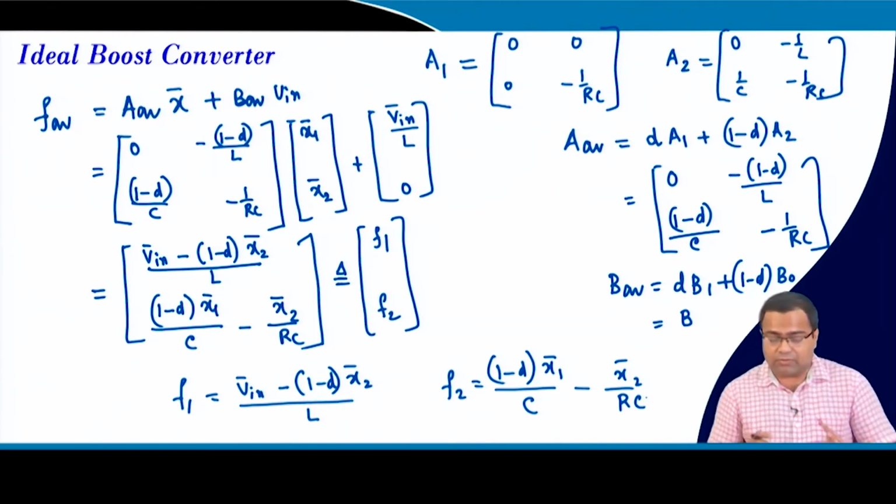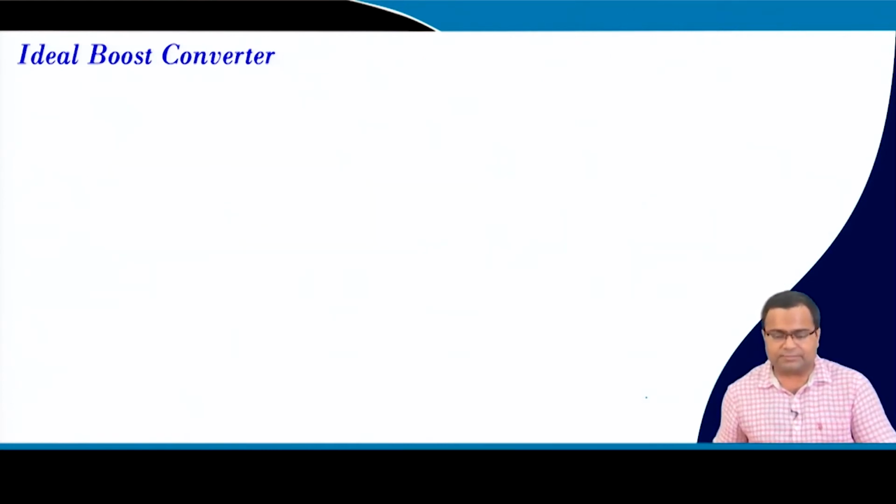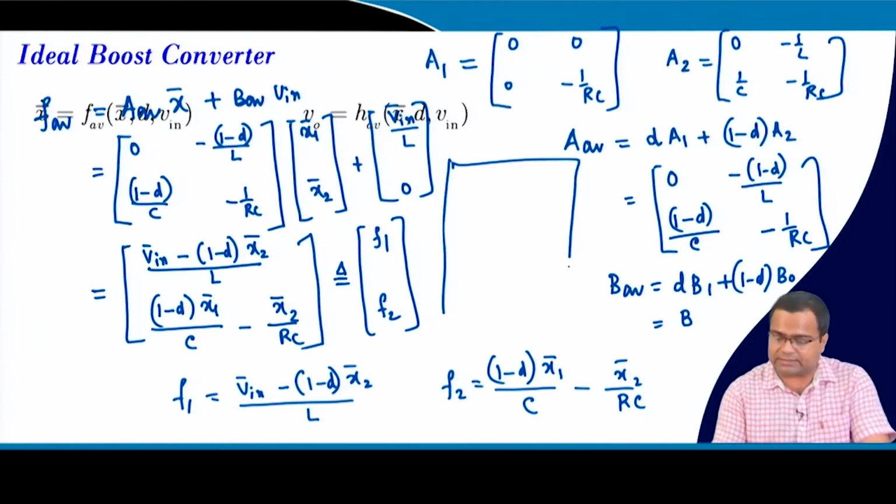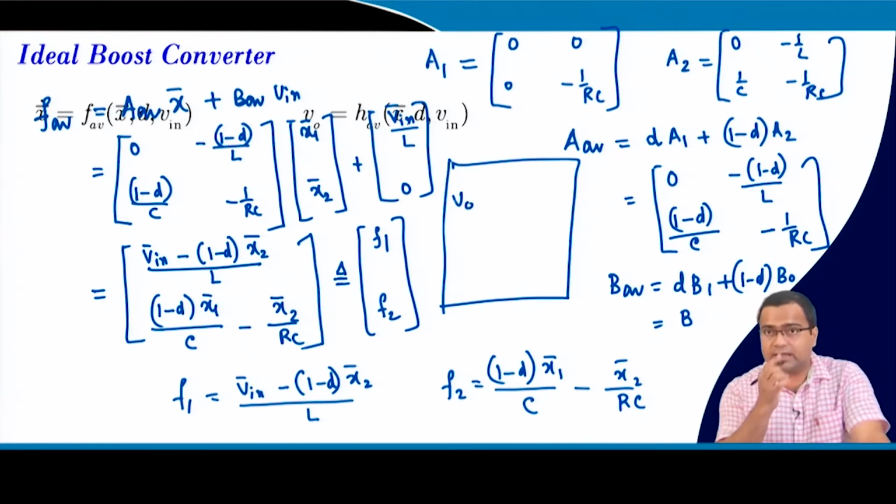Now, we want to get the Jacobian matrix. That means, what do we want to obtain? Okay, so we obtain this. And what is the output voltage expression? Since we are taking an ideal boost converter, the output voltage is simply nothing but your X2 average. So, there is no discontinuity, there is no problem.